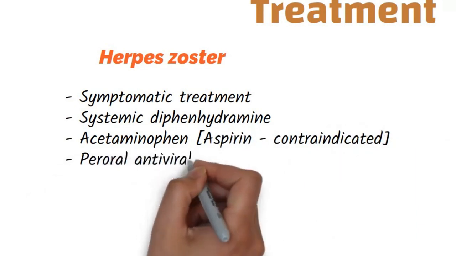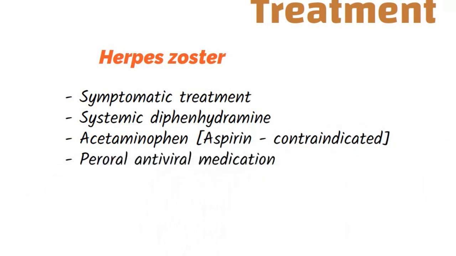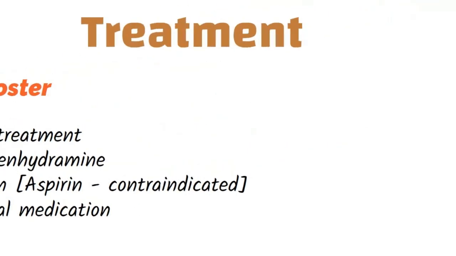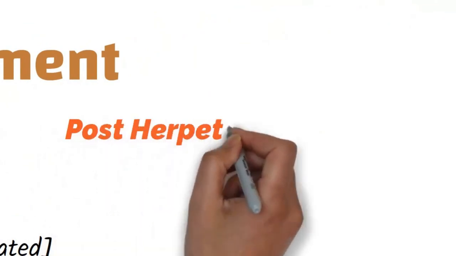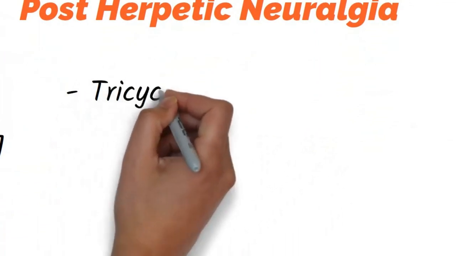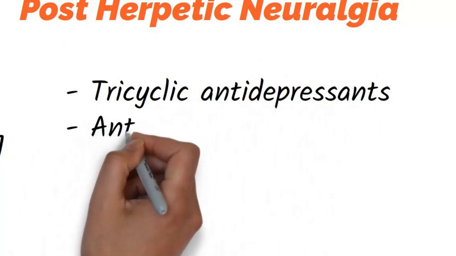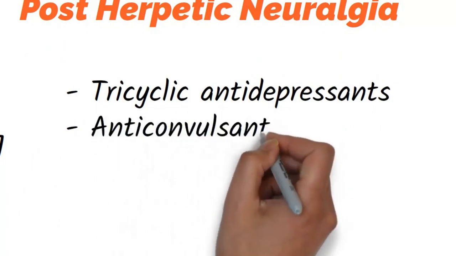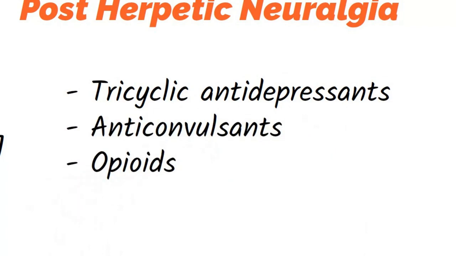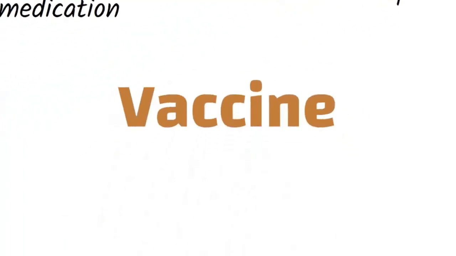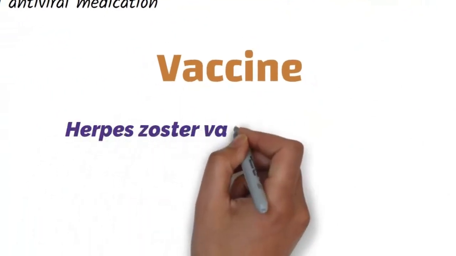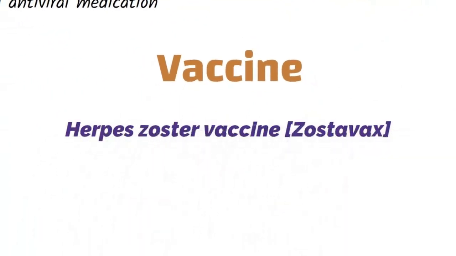Peroral antiviral medication like acyclovir and valacyclovir are given to reduce duration and severity. For post-herpetic neuralgia, tricyclic antidepressants, anticonvulsants and opioids are given. Herpes zoster can be prevented by giving herpes zoster vaccine, Zostavax, to adults of 50 years of age or older to prevent shingles.